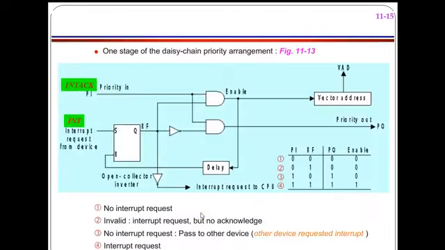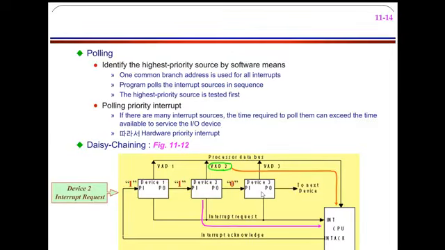Now in the daisy chain, suppose device 3 wants a service and device 2 also wants the service at the same time. Device 2 will get the service first, and later device 3 will get the service. That is how it happens.